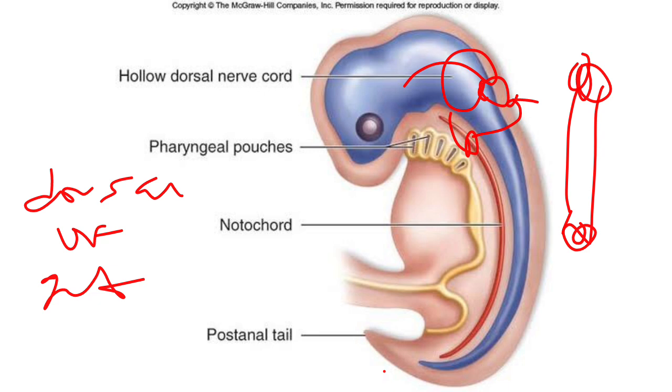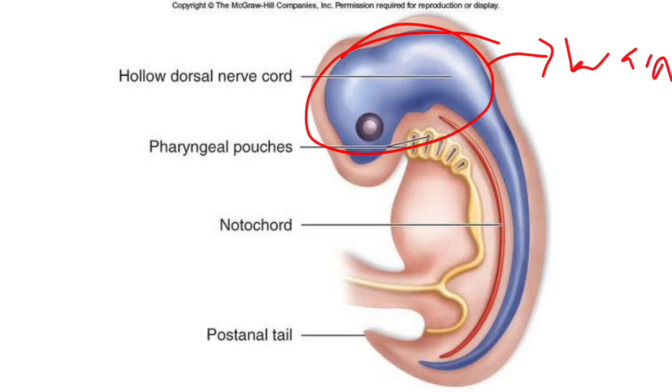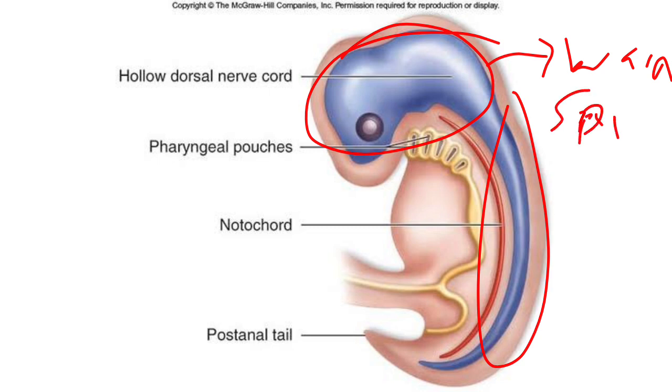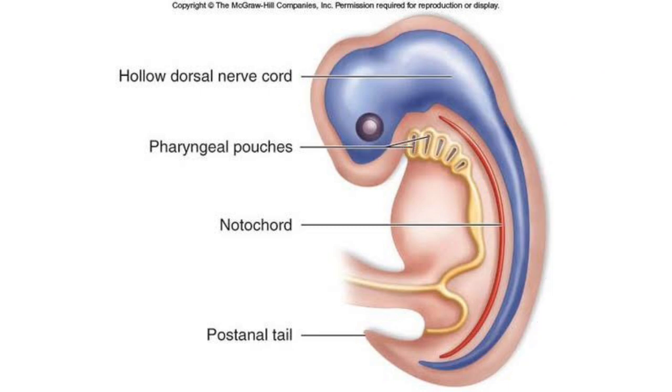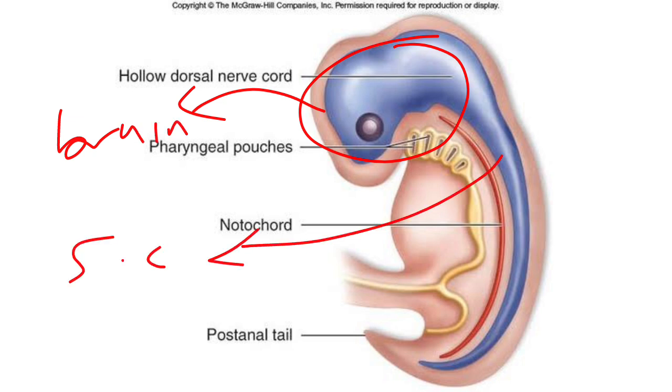Now, the anterior part of the nerve cord, which is this side, forms the what? It forms the brain. Are you getting me now? While the posterior part forms the what? The spinal cord. So we can say it forms the central nervous system. So what did I just mention? The anterior part, which is this, forms the brain. And the posterior part forms the spinal cord. Are you getting me now?